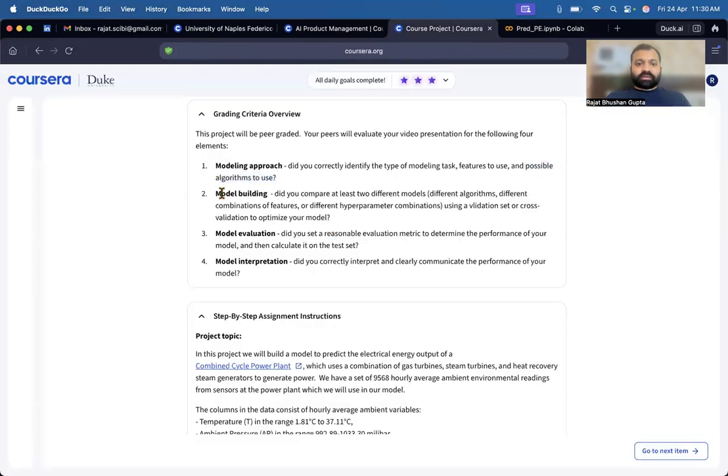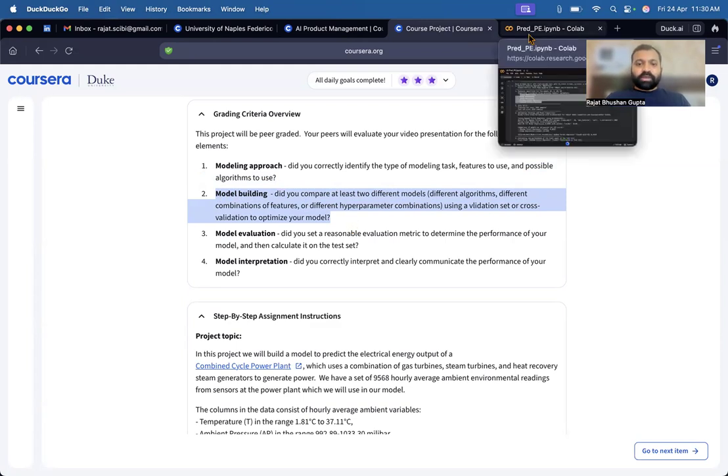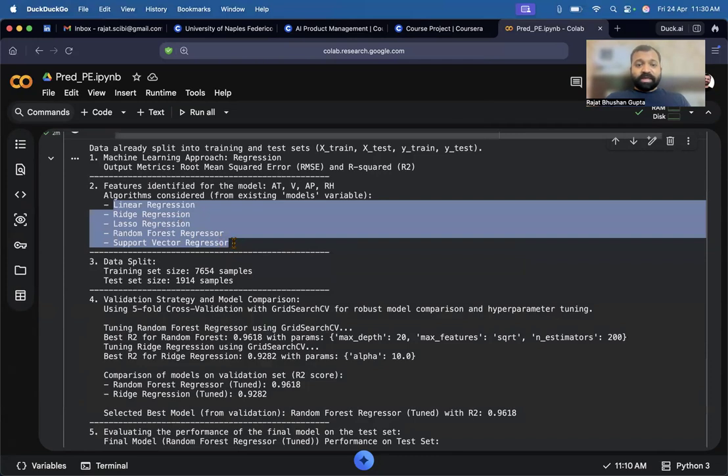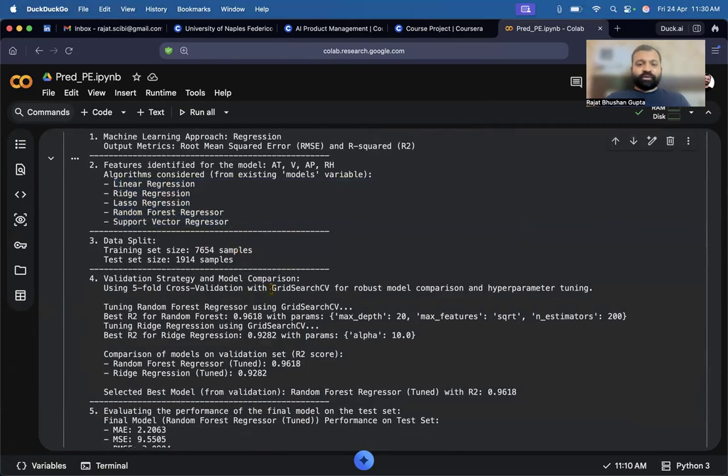Now, the second part of our criteria overview says: did you compare at least two different models, different algorithms, different combinations of features, or different hyperparameter combinations, using the validation set or cross validation to optimize your model? Now, what we have done here is we have compared five different models, and for cross validation, we are using grid search cross validation to find the best model with the best parameters among all these five models and the different combinations of hyperparameters, and we are using R square as our evaluation metric.